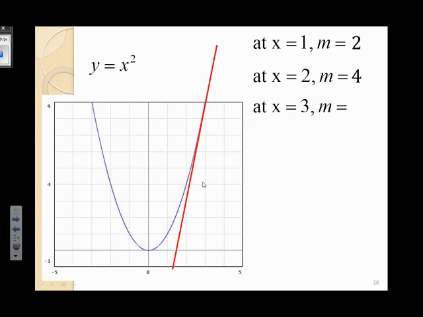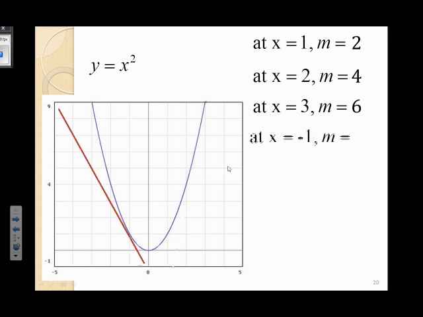And at x equals 3, we do the same kind of thing. It's going to be here, and we'll follow it down and realize that here it crosses. The change in y is 1, 2, 3, 4, 5, 6, and the change in x is from here to here. So the slope is going to be 6.